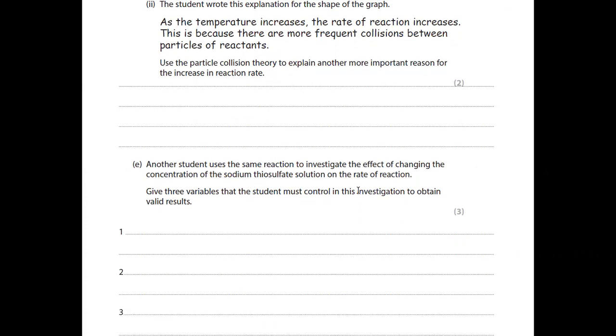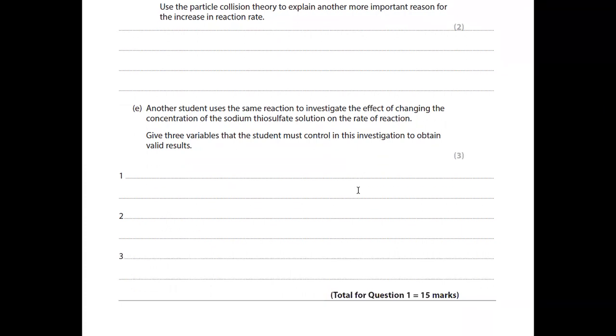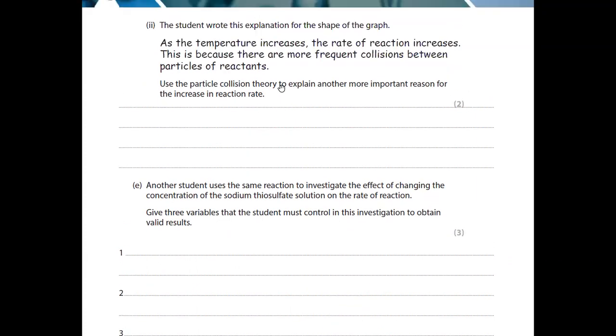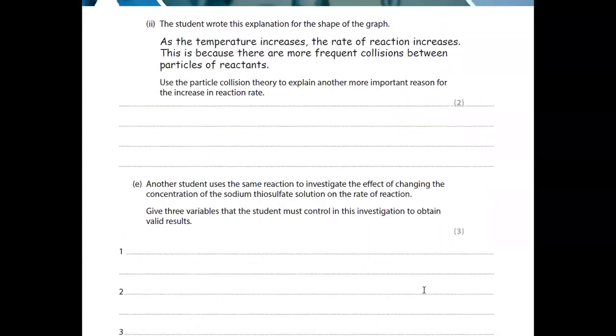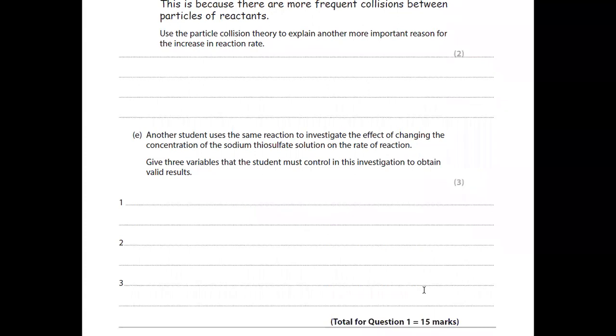Okay? Another student uses the same reaction to investigate the effect of changing the concentration of sodium thiosulfate solution on the rate of reaction. Give three variables that the student must control in this investigation to obtain valid results. So the second student is now doing an experiment on concentration and rate of reaction. So this was temperature. He should make sure that the concentration should be the same in the two experiments.